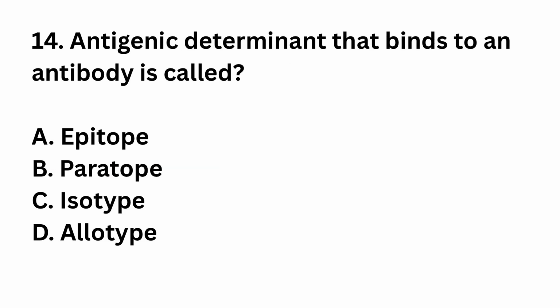Question number 14. Antigenic determinant that binds to an antibody is called epitope, paratope, isotype, allotype. The right answer is option A, epitope. Epitope is a specific region of an antigen recognized by antibodies. Each antigen has multiple epitopes.